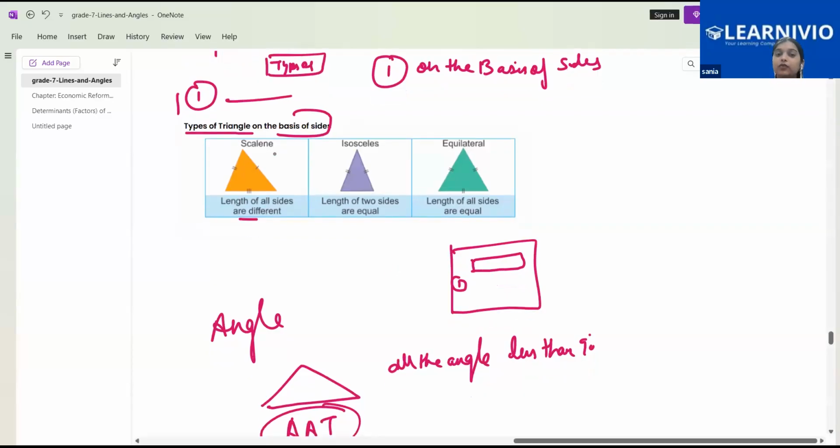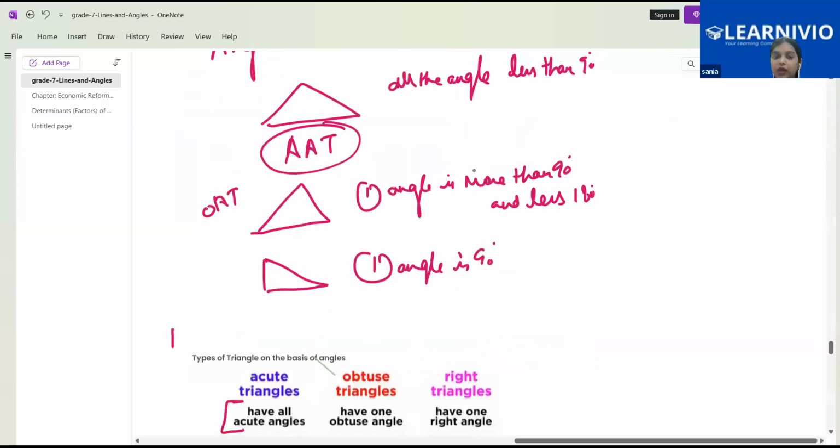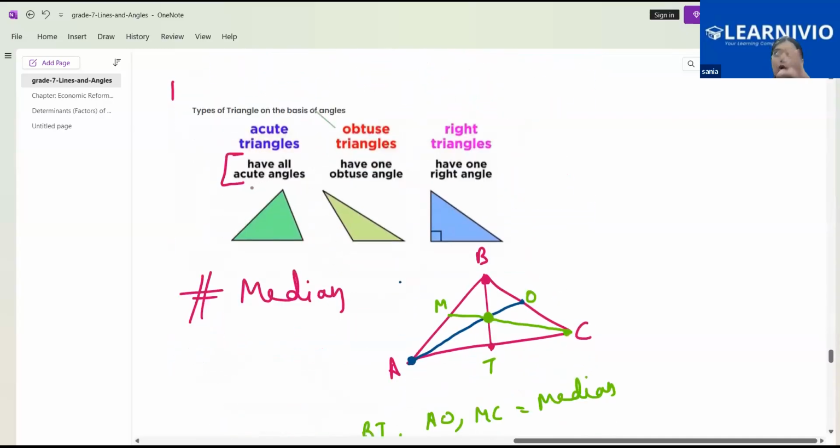Now there are types of triangles on the basis of sides. If all the sides are different in length, then it is a scalene triangle. If two sides are equal in length, then it is an isosceles triangle. And if all the sides are equal, then it is an equilateral triangle. On the basis of angles, if all the angles are less than 90 degrees, then acute triangle. If one angle is more than 90 degrees, only one, then obtuse triangle. And if one angle is 90 degrees, then right angle triangle. Okay, clear?